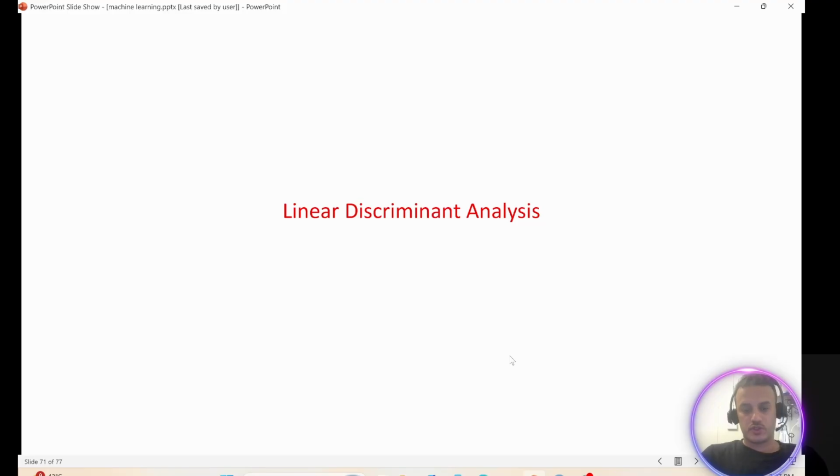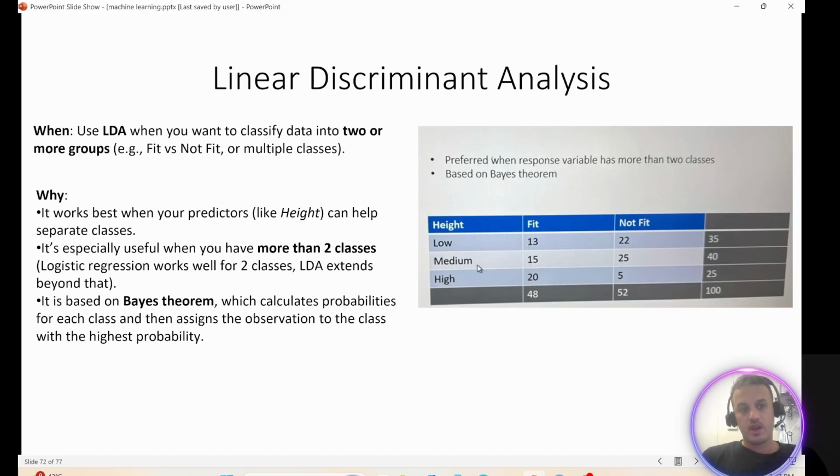Hi everyone, today we'll start learning linear discriminant analysis. So we continue our supervised machine learning. Linear discriminant analysis, the LDA. We use LDA when you want to classify data into two or more groups. For example, if you have this data for the height, we need to check if this height is fit or not fit.